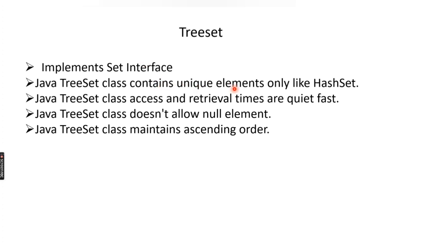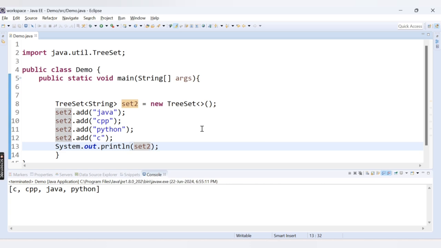So all the elements inside the tree set will be unique, and Treeset doesn't allow null elements, and Treeset maintains the ascending order that we have already seen in the previous video, how we can store the element with ascending order and the descending order. But Treeset does not store the null elements. So you can answer the question as Treeset does not store the null elements.